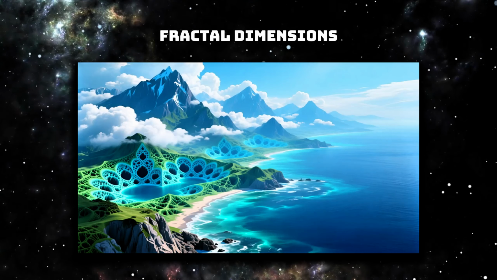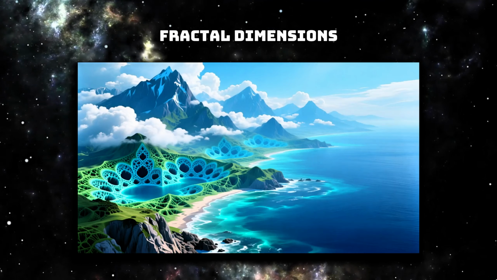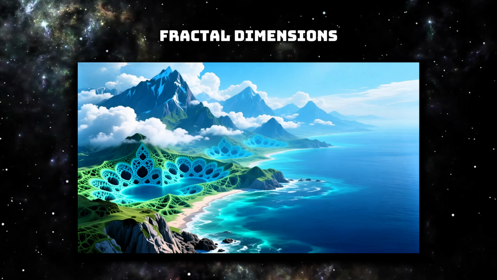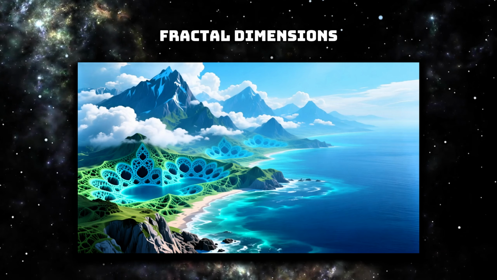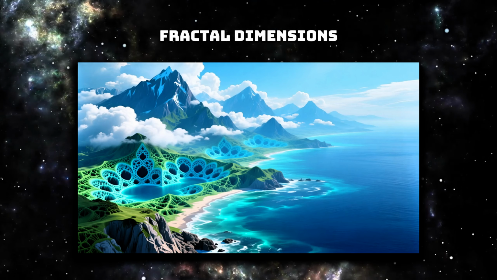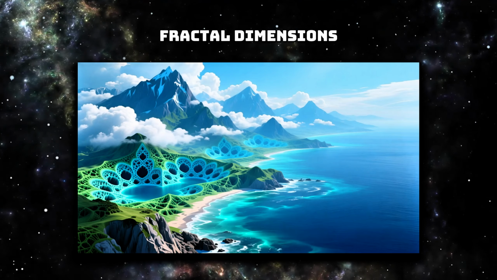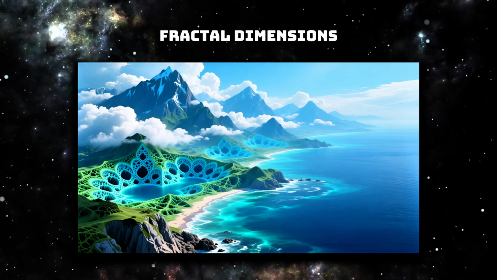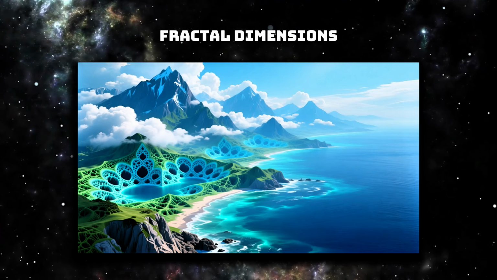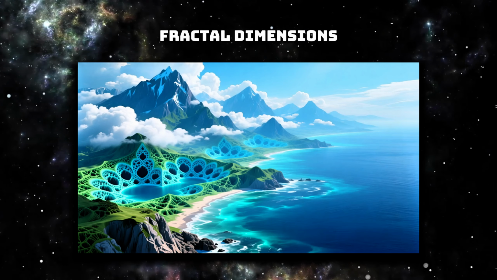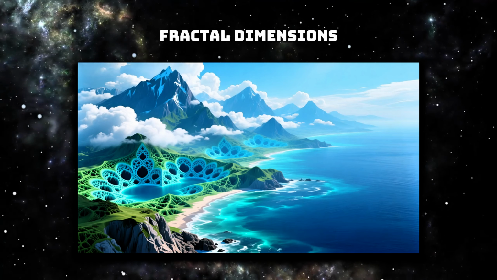When we talk about dimensions, we usually imagine neat, whole numbers: 1D lines, 2D surfaces, 3D volumes. But nature rarely behaves so cleanly. Much of the natural world sits in a strange, beautiful middle ground between dimensions, a realm where shapes do not fit neatly into 1D or 2D or 3D, but instead occupy fractional dimensions.